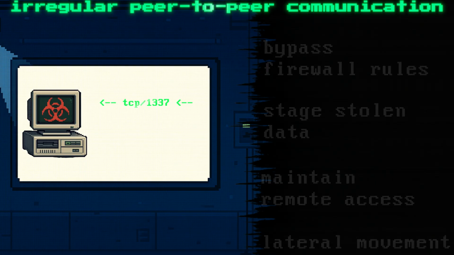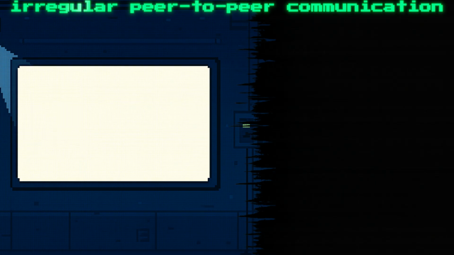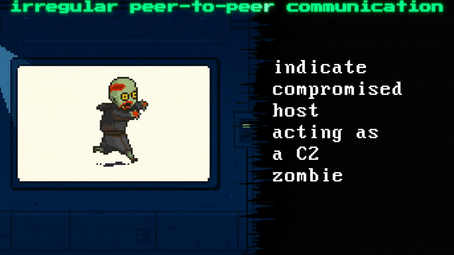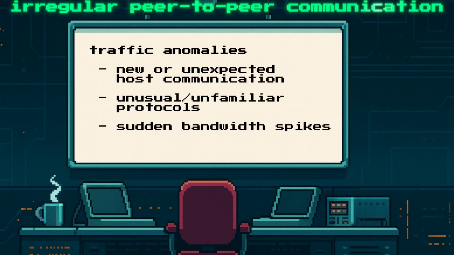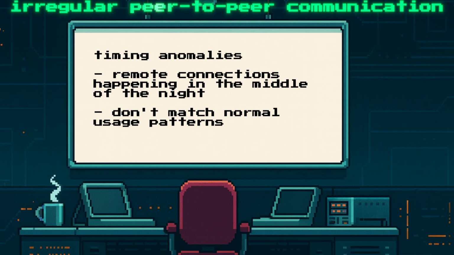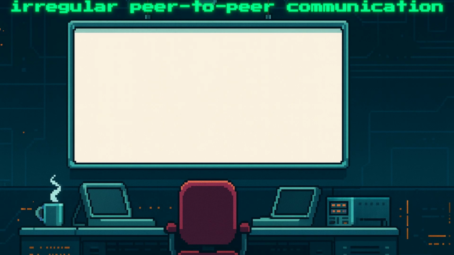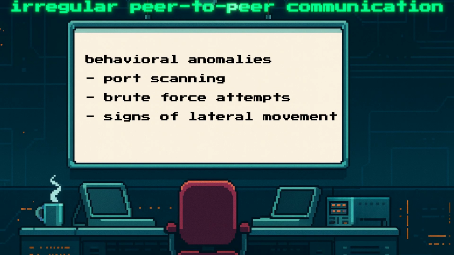If that port isn't part of your documented services or change control, it could indicate a compromised host acting as a command and control zombie. Here are some warning signs. Traffic anomalies, unexpected communication between internal hosts, unfamiliar protocols, or sudden spikes in bandwidth usage. Timing anomalies, remote access attempts during off hours, especially late night connections that don't match normal usage patterns. Behavioral anomalies, indicators like port scanning, brute force login attempts, or lateral movement across systems.